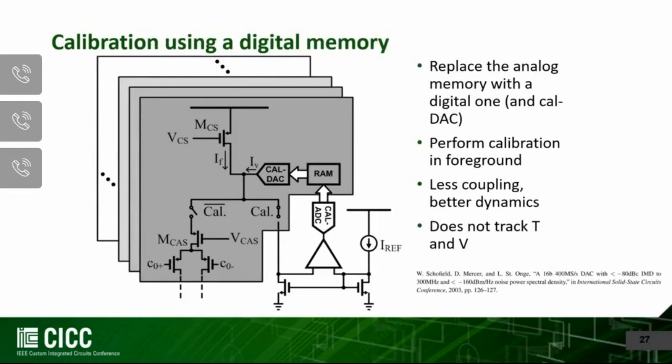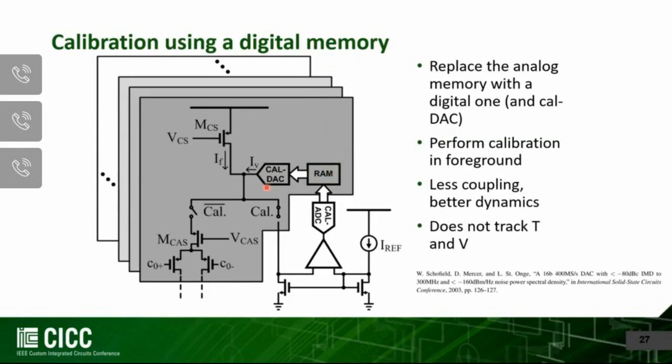Instead of using a local analog memory that leaks and needs to be refreshed all the time, the memory transistor has been replaced by a tiny calibration DAC. This can be small, using only a couple of bits. After all, we are amending a small error. This actually uses a small local RAM storing the DAC, the CAL DAC bits.